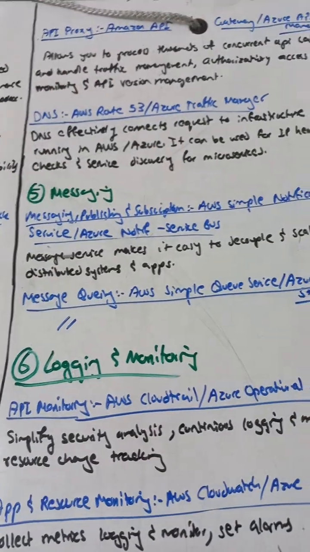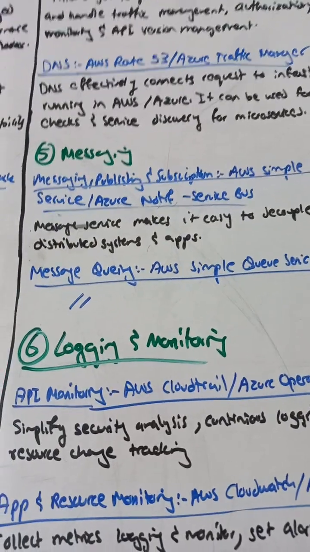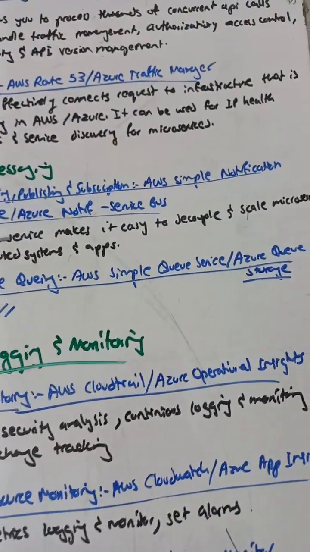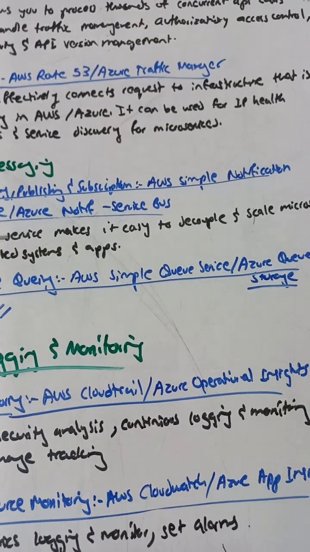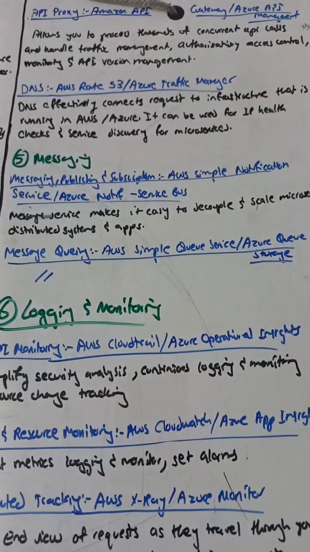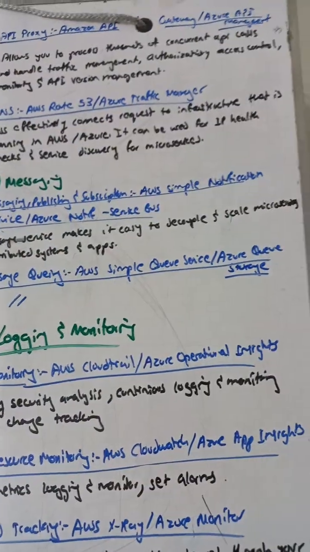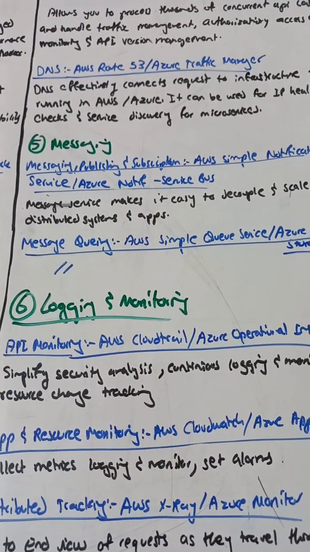For messaging, you are using AWS Simple Notification Service. For Azure, that's Azure Service Bus. For message queuing, you're using AWS Simple Queue Service, and that's Azure's queuing service. So this basically allows you to easily decouple and scale microservices, different distributed systems and applications.